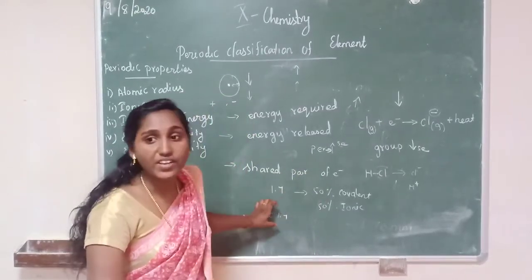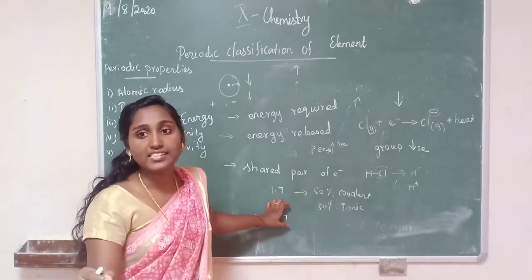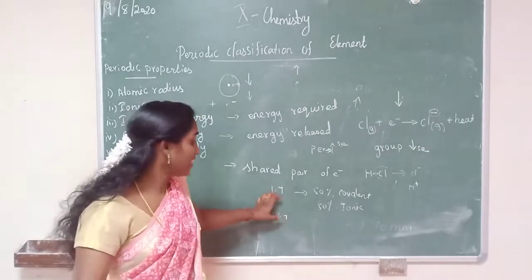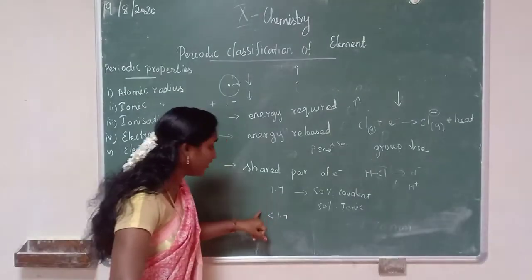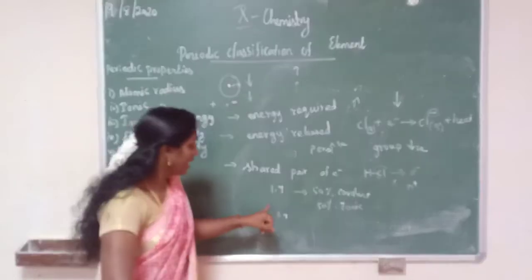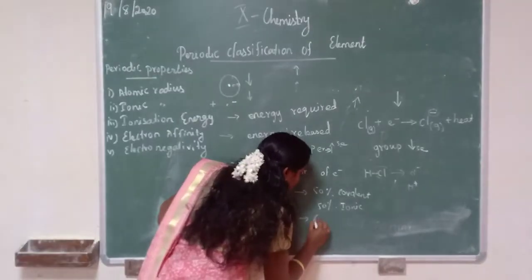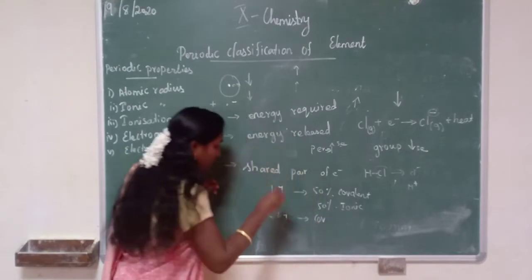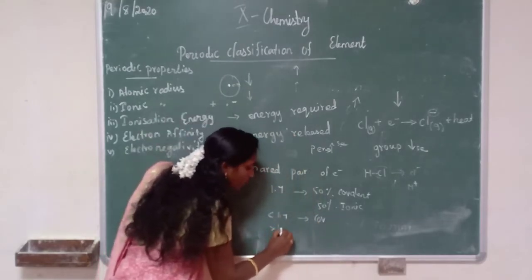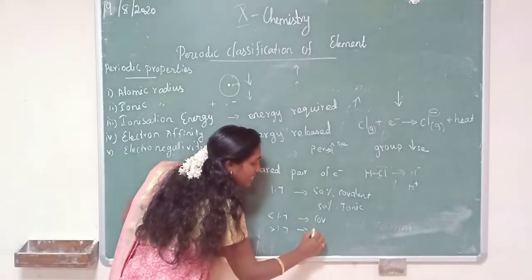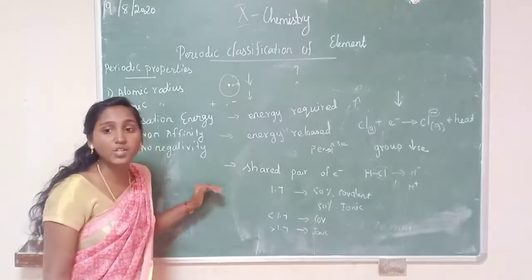This is a very important one-mark question, so please underline it, students. It is given on page number 111. If the electronegativity difference is less than 1.7, the bond is considered covalent in character. If it is greater than 1.7, the bond is considered ionic in character. Have you understood electronegativity?